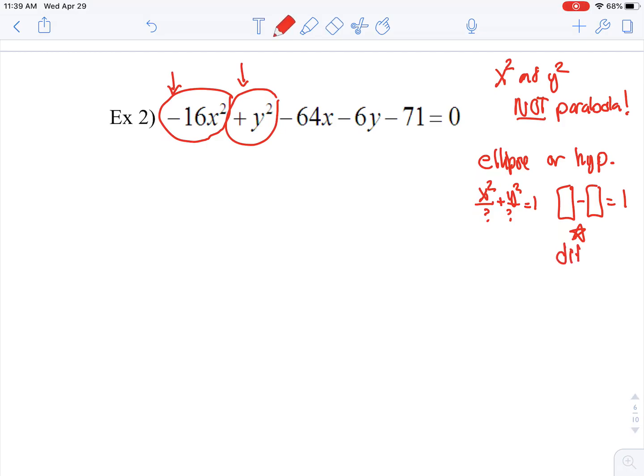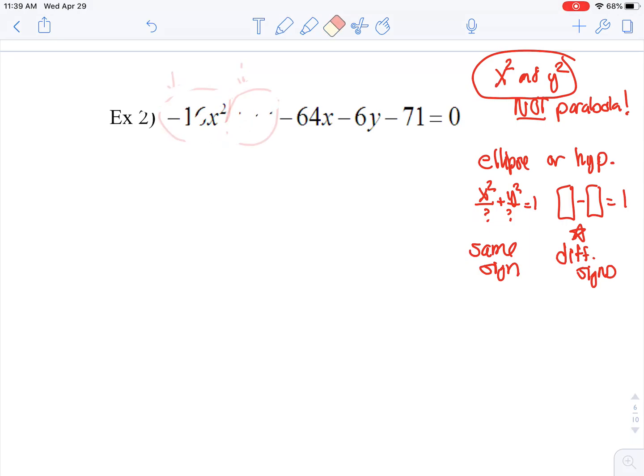So one of the things that I want you to be paying attention to is recognizing what type of conic section it is. If you have both variables squared somewhere in your equation, then it's either an ellipse or a hyperbola. If the squared terms are the same sign, then it's an ellipse. If the squared terms are different signs, then it's a hyperbola. So now that we've identified that it's a hyperbola, now we need to get it into the right form.